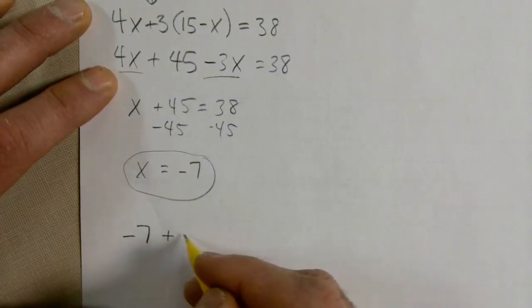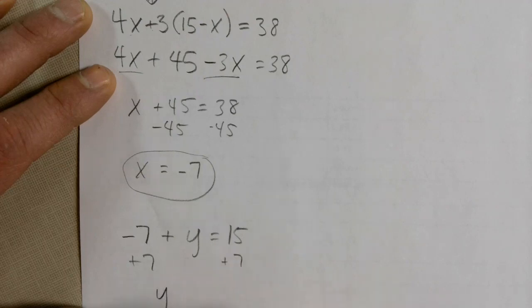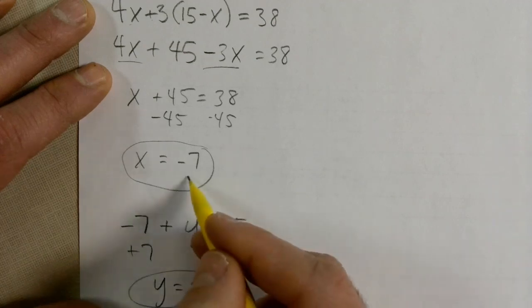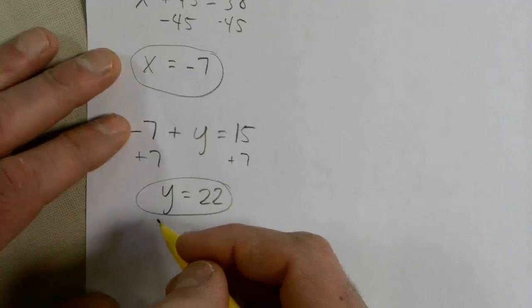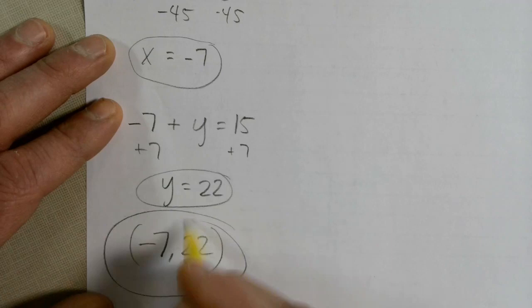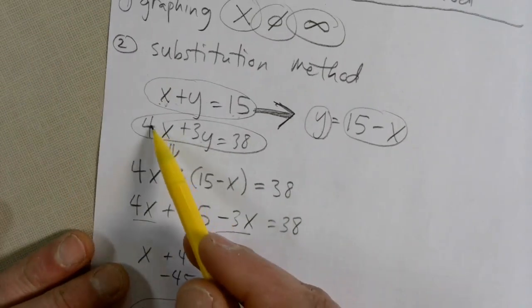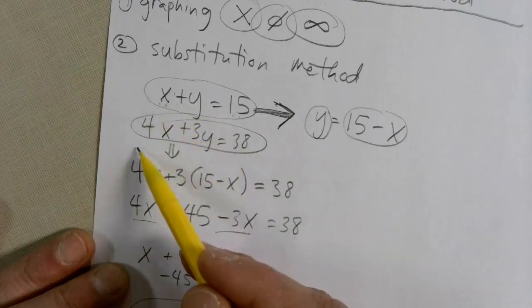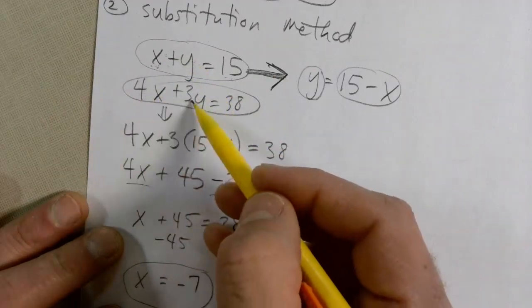Negative 7 plus y is equal to 15. Add 7 to both sides and solve for y. y equals 22. There it is. x is negative 7, y is 22. So what's the solution set for this system of equations? Negative 7, 22. That's how you do it. And if you plugged negative 7 for x and 22 for y into either one of these, it'll work. We solved it. Let's do another one.